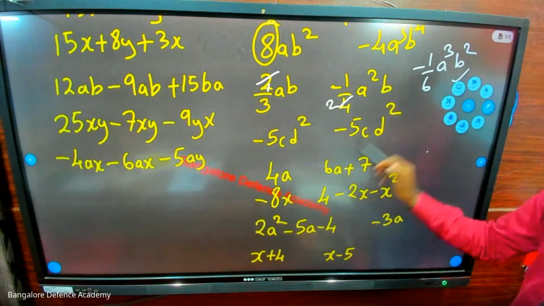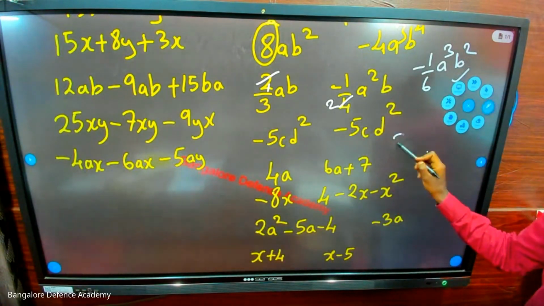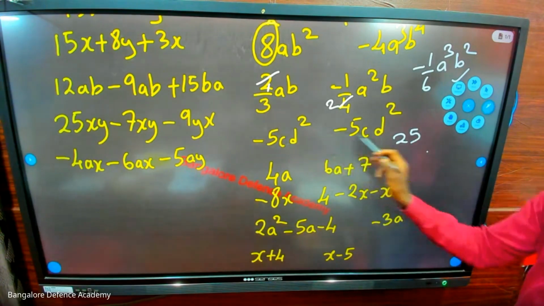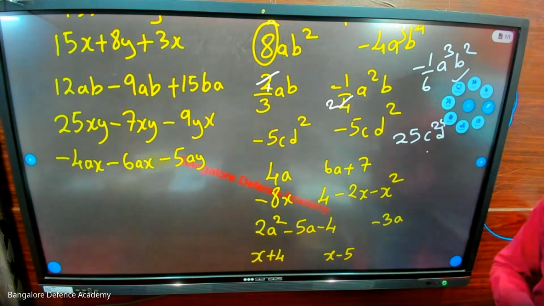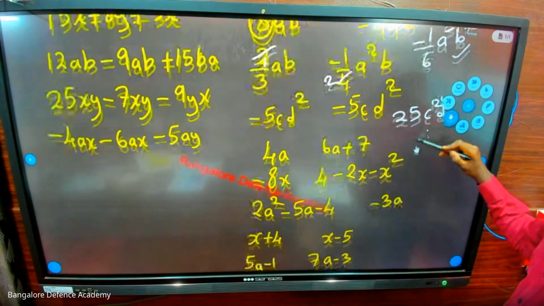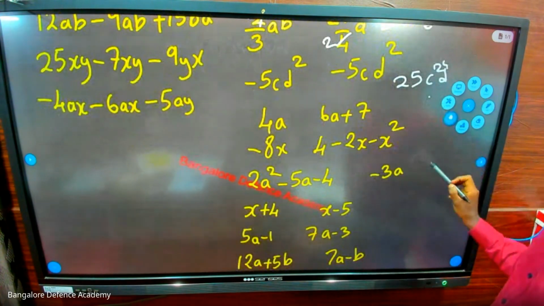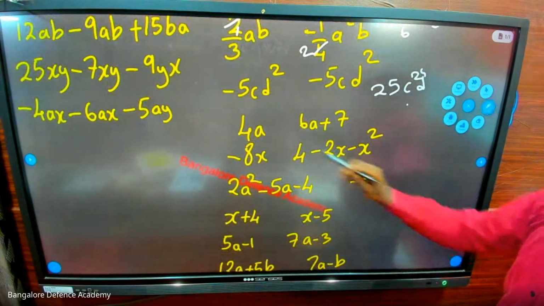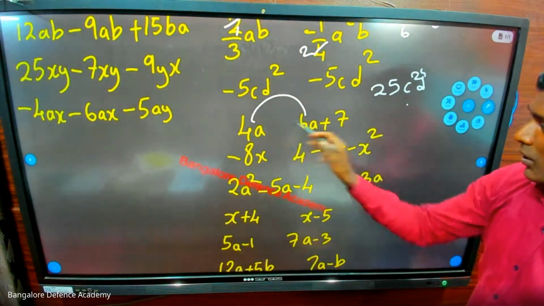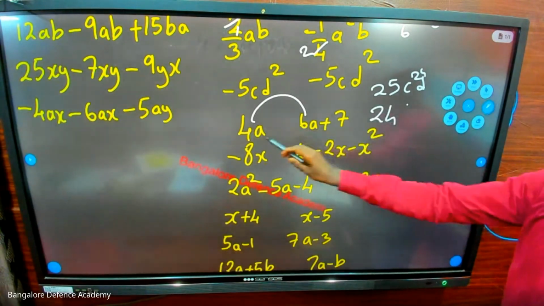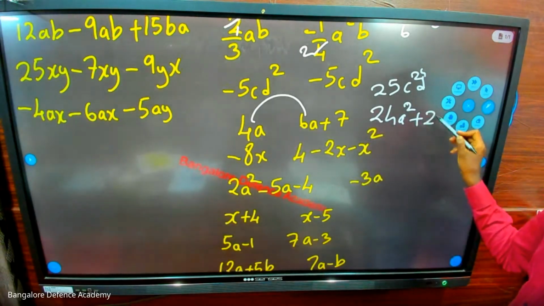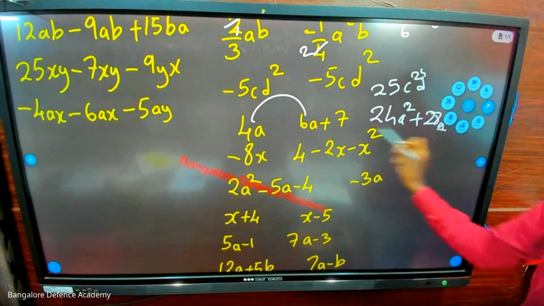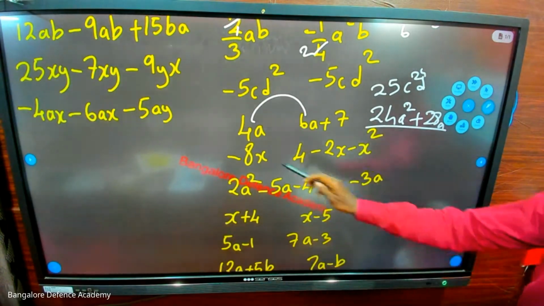5cd square, 5cd square. So minus 5 into minus 5, you get 25. C into c, c square. D square into d square, d to the power of 4. 25, c square, d to the power of 4. Now, 4a into 6a plus 7. So what happens? We have to multiply 4a into 6a. 4 into 6, 24. A into a square plus 4 into 7, 28 into a. Is it right? Okay, next.